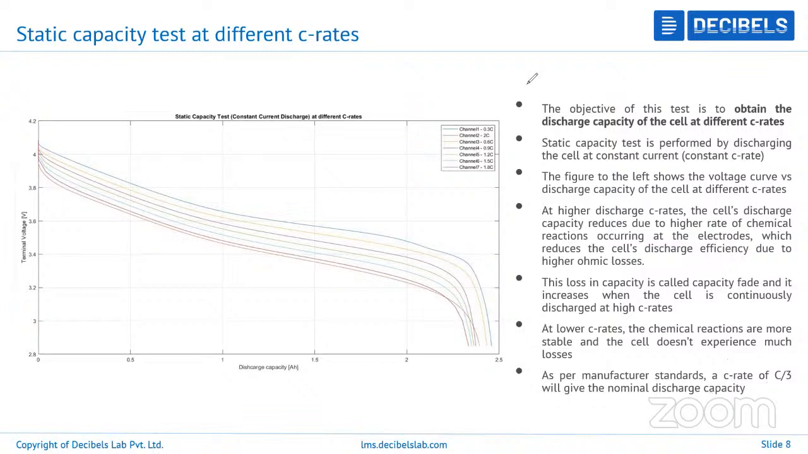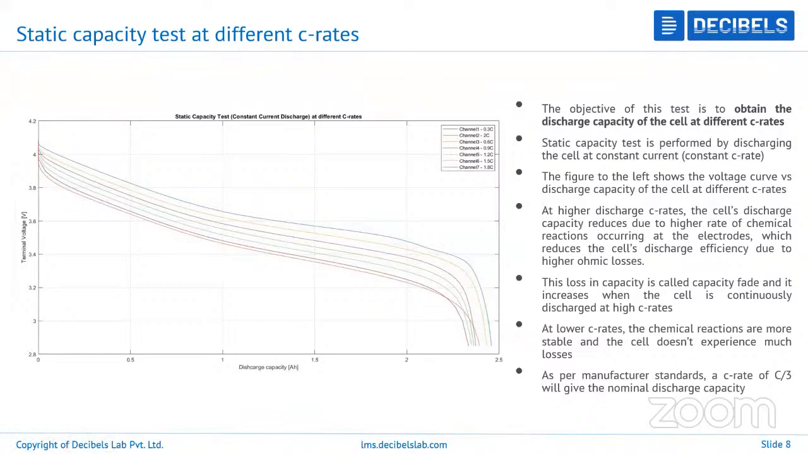Okay, so this is what we'll understand from static capacity test, right? So one of the objectives is that we can obtain the discharge capacity of the cell. Also, we can understand the capacity fading, so to what extent capacity is fading at higher C rates. Yeah, so that is what we can understand from the static capacity test.